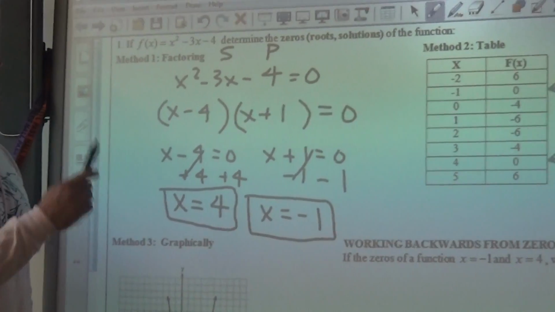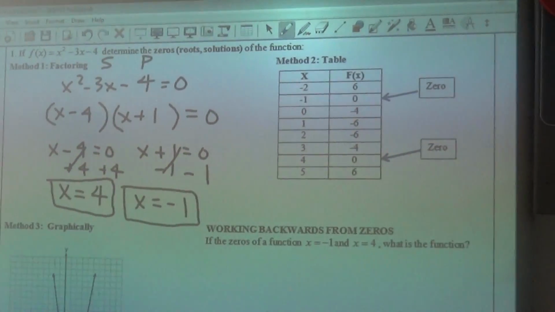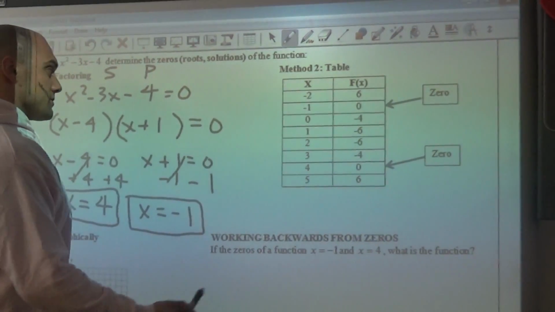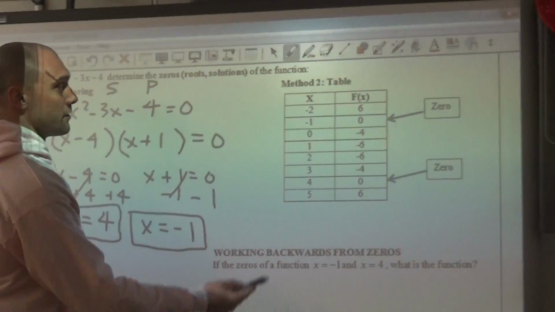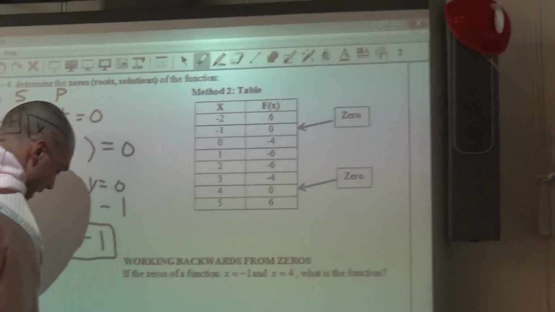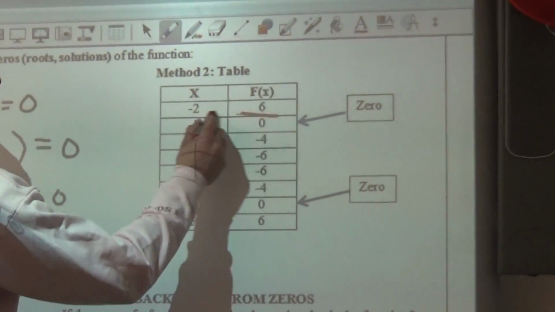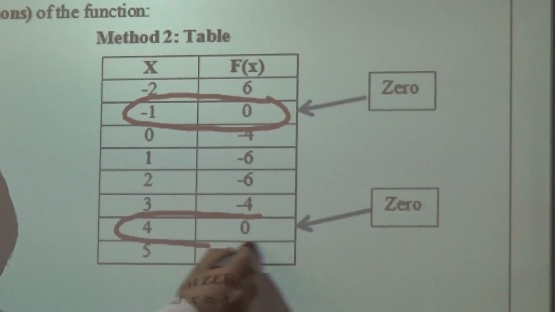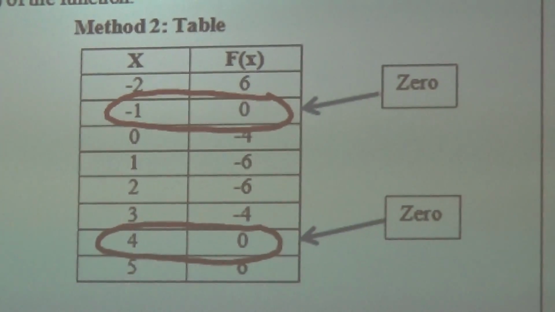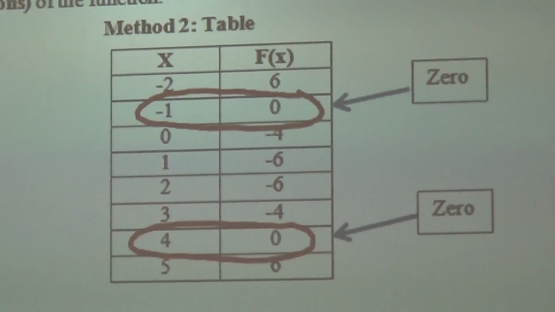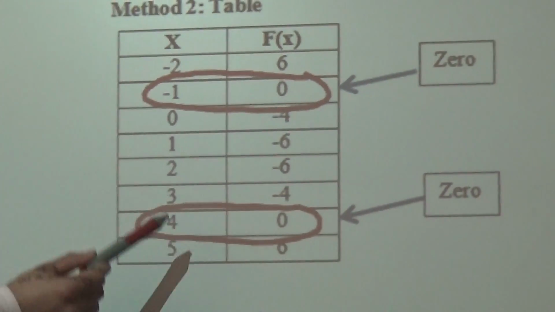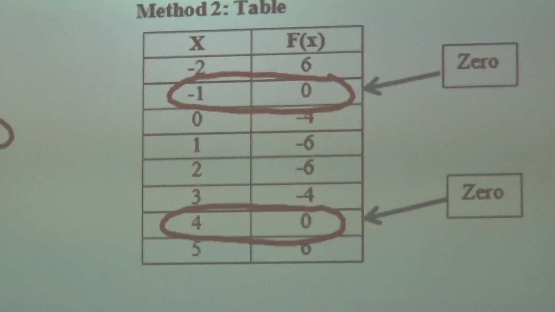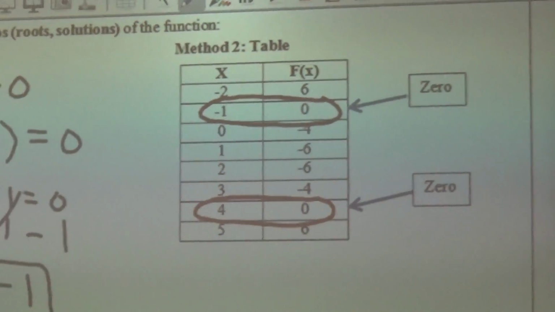Now, the other method that we can use is the table method. So what you would do is take your function, enter it into your calculator, bring up the table, and you're just looking for where the y value is 0. So if you enter this original function into the calculator, bring up the table, we see our zeros are at -1 and +4, just like we found algebraically.